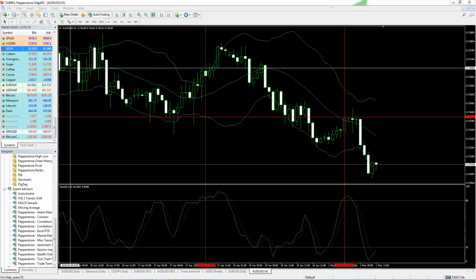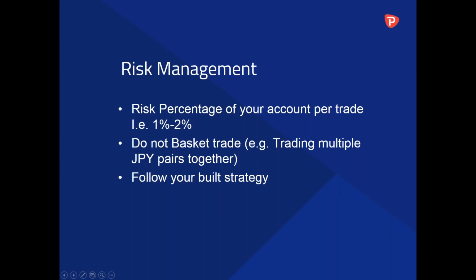But we will just bring up the risk management again. Risk percentages, can't slam this home as much as possible. 1 to 2% maximum, do not basket trade.